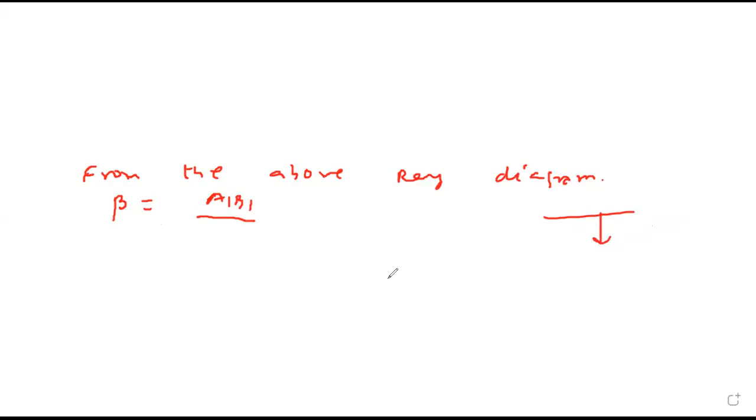From the above ray diagram, beta is equal to opposite side. What can you see as the opposite side? A1 B1. Can you see A1 B1? It is on the left side. A1 B1 is down or up? This image is down or upward? Downwards. Downward means negative.